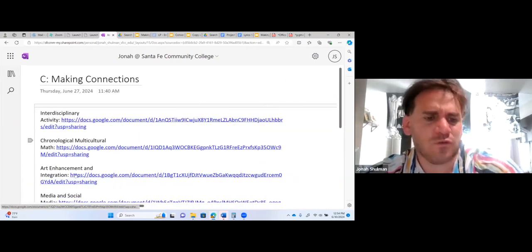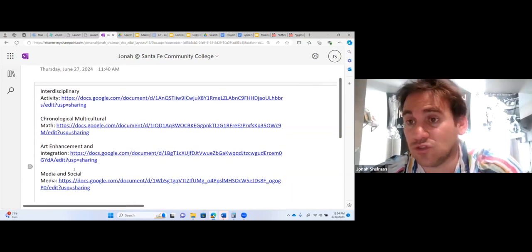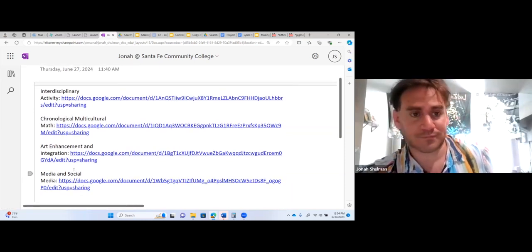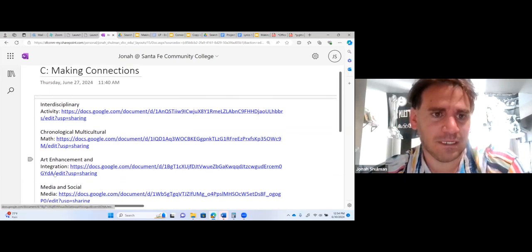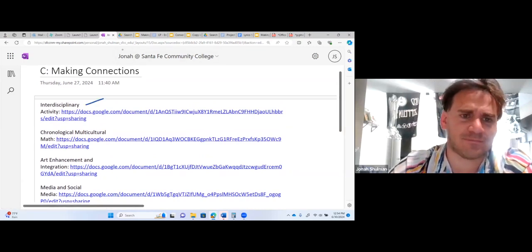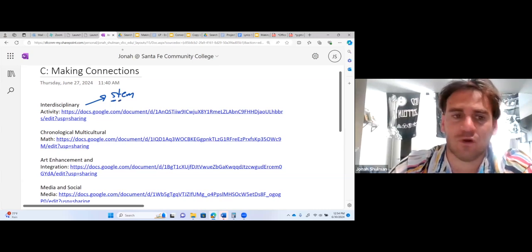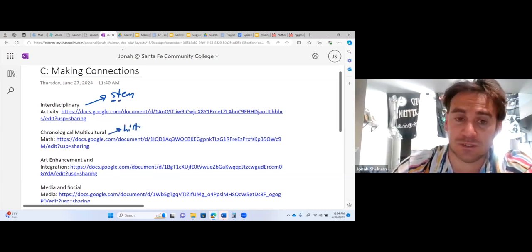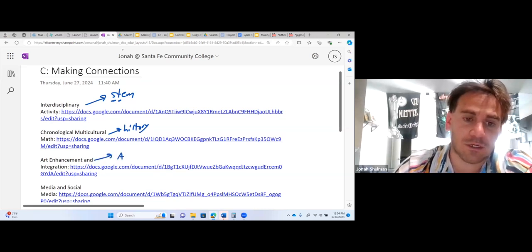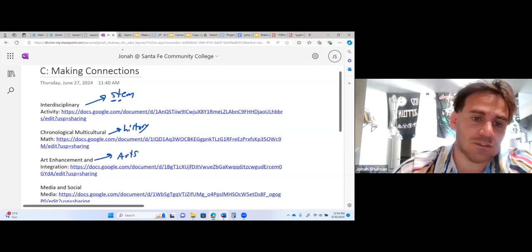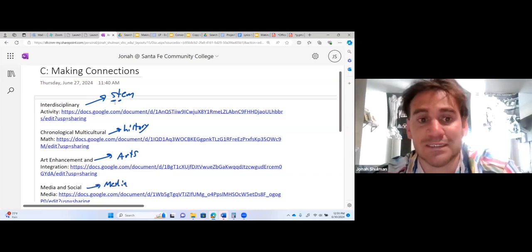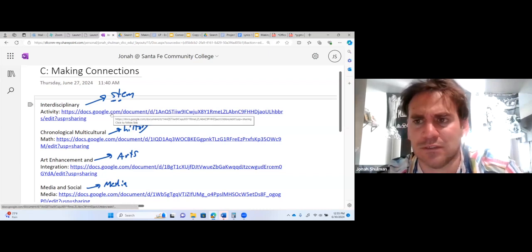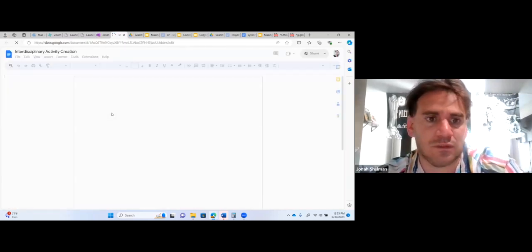So these are 4 choices, and you have to do one of these moving forward. The interdisciplinary activity, chronological, multicultural, art enhancement, media and social media. So the first one is basically STEM, connecting to science and technology, but I also have arts and other pieces. This is basically history. This one is the arts, and there's a bunch of different types of arts. And this is if we want to make connections to media and social media. So I'll go through these. I'm going to have a video really in depth about them, but I just wanted to break down some of these ideas first, so you can see how to make connections with the mathematics.